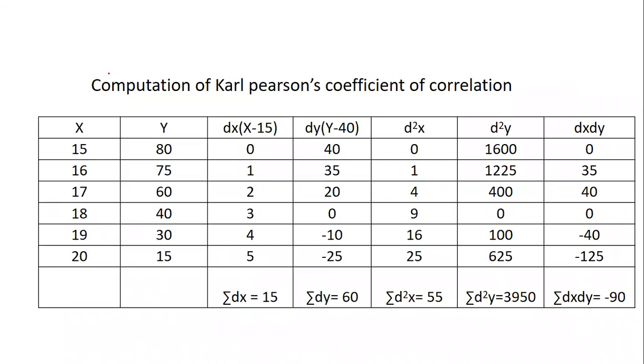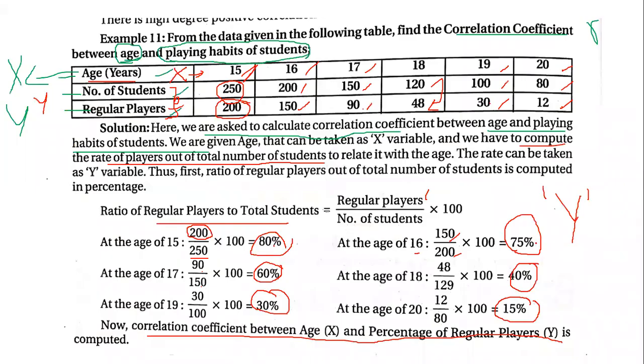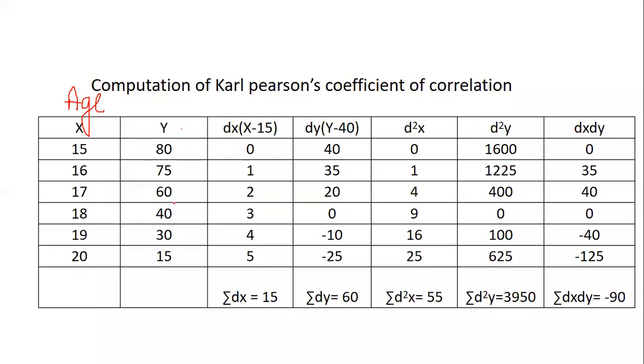Okay. Now if you see here, in the table calculation, we have taken x, that is nothing but age. Age is considered here. Next, for y, we have taken the percentages: 80, 75, 60, 40, 30, 50. We have taken the ages, and we have taken the percentage of regular players. You need not write percentage everywhere. That's not required. Just take the numbers.